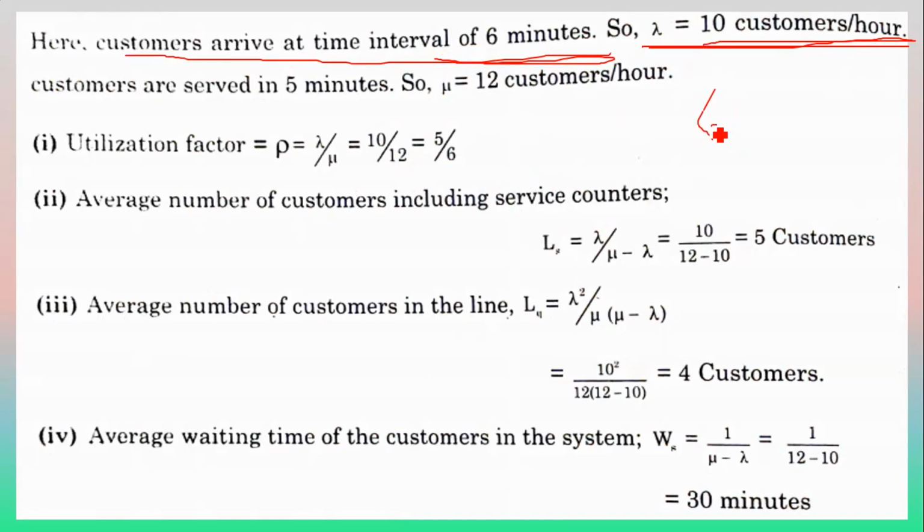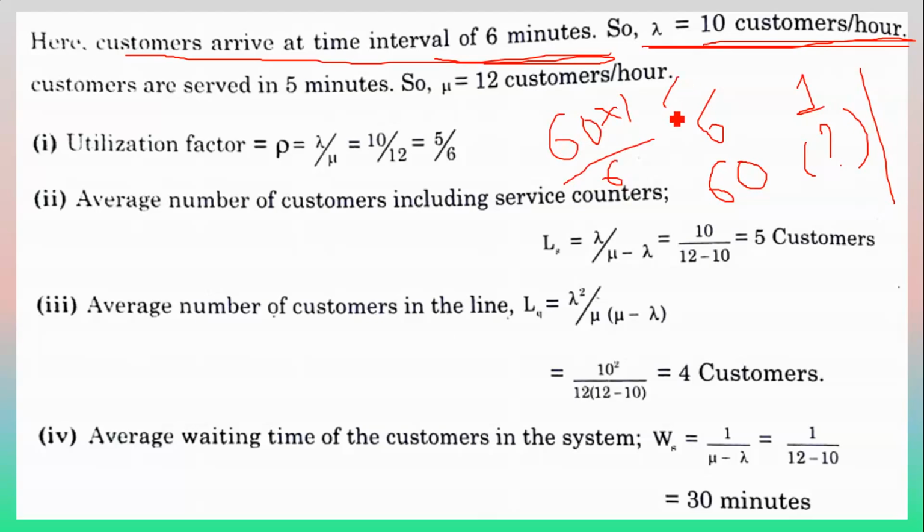6 મિનિટમાં એક કસ્ટમર છે, તો 60 મિનિટમાં એક આવર થાય, બરાબર? તો 60 મિનિટ્સમાં હાઉ મેની કસ્ટમર્સ આવશે? તો ફોર ધેટ 60 into 1 divided by 6, that will be how much? That will be 10 customers per hour, બરાબર?